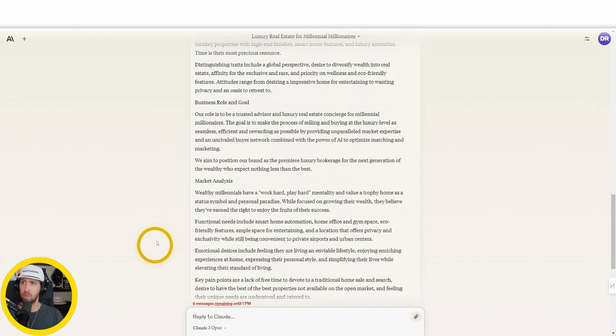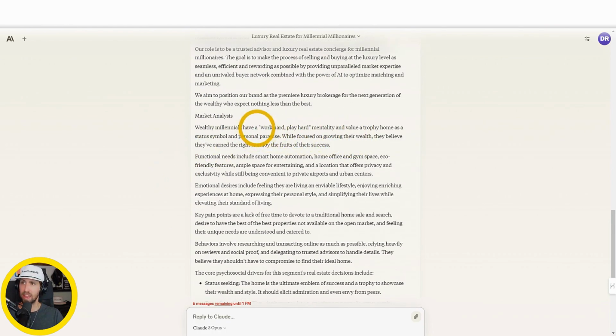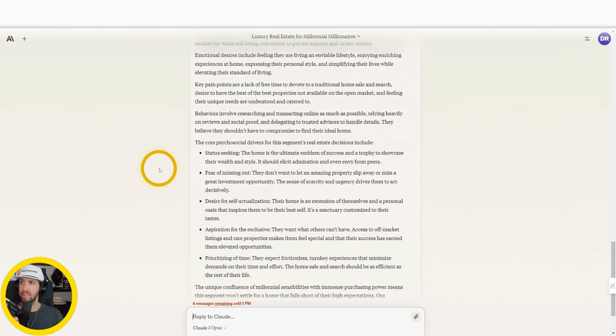Aim to position our brand as a premier luxury service for the next generation of wealthy who expect nothing less than the best, right? So we've got a work hard, play hard quote in here, functional needs, eco-friendly features, ample space for entertaining. Again, this is giving us that initial snapshot of who is this person and how are we serving them, or how can we potentially serve them and help them with obtaining their house or buying into a house, right?